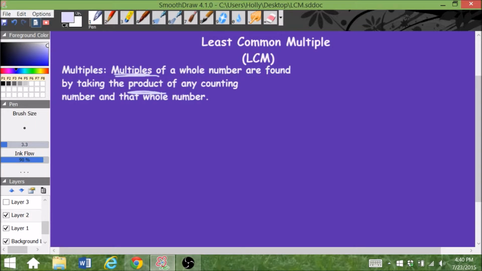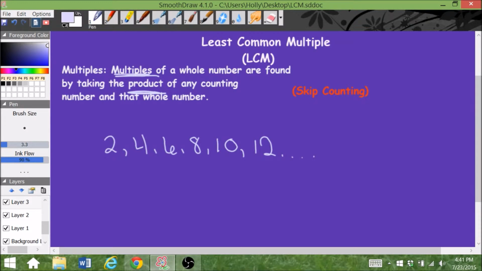Let's start by doing something simple. Whenever I think about multiples, I think about skip counting. Whenever you're in elementary school, you learned how to skip count. You learned how to count by twos. 2, 4, 6, 8, 10, 12, and so on. Multiples don't have an end. They continue on and on. There is no greatest common multiple because multiples don't stop.